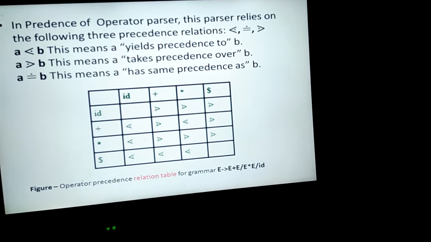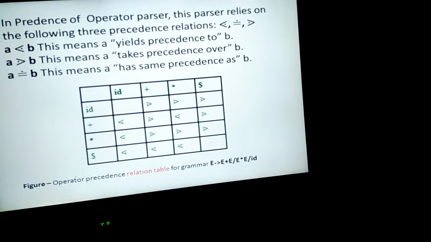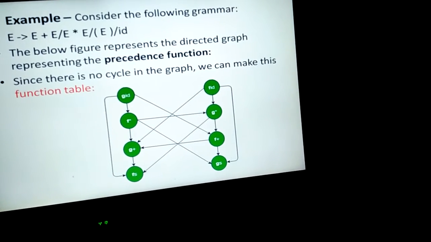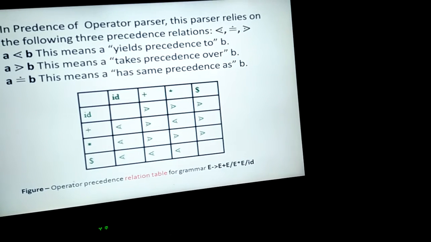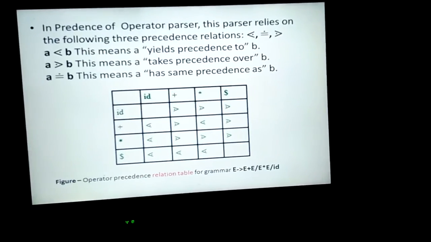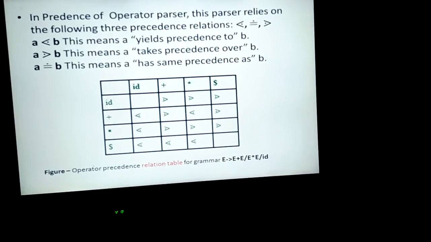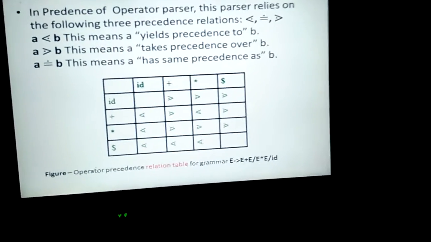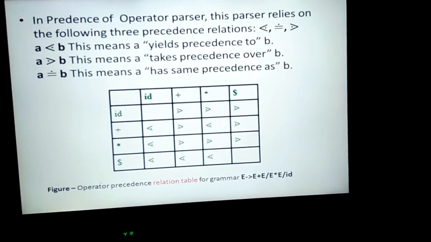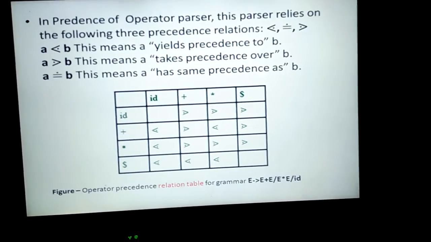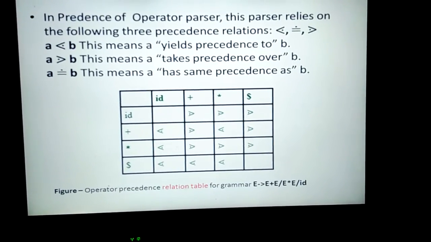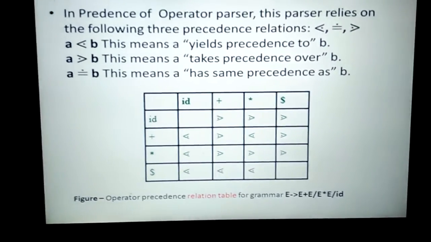In the operator precedence parser, which relies on three precedence relations, that is less than, greater than, and equal to, how it can be precedence of less than, how it can be precedence of greater than, and how it can be precedence of equal to on an operator, and that operator precedence can be on an identifier or operators.